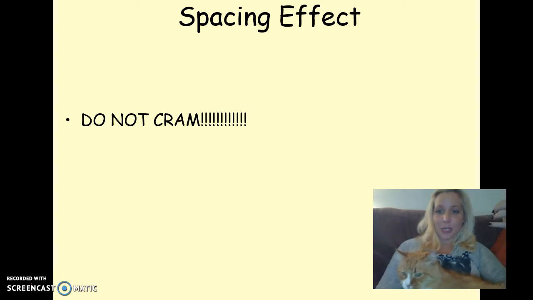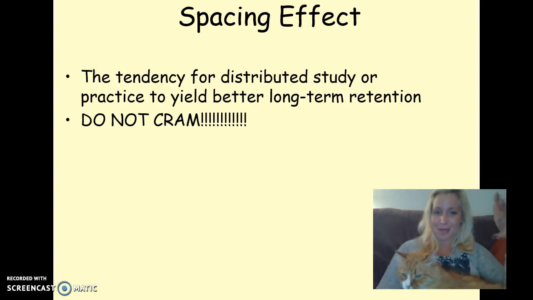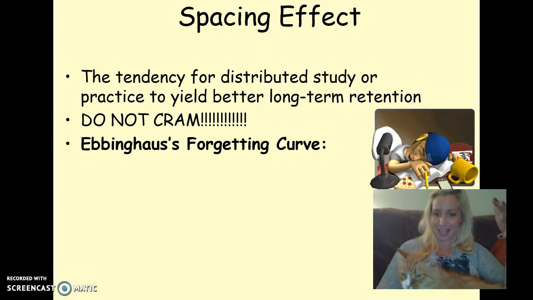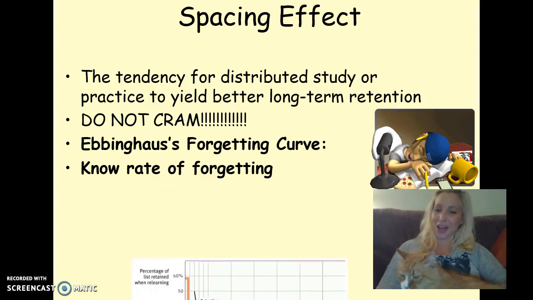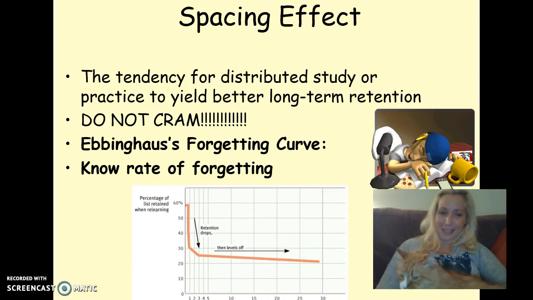Spacing effect, then, we know this, I've talked about this a million times. Do not cram, it is not effective, and Ebbinghaus's forgetting curve tells us that. But that's called the spacing effect. We are spreading that out, right?